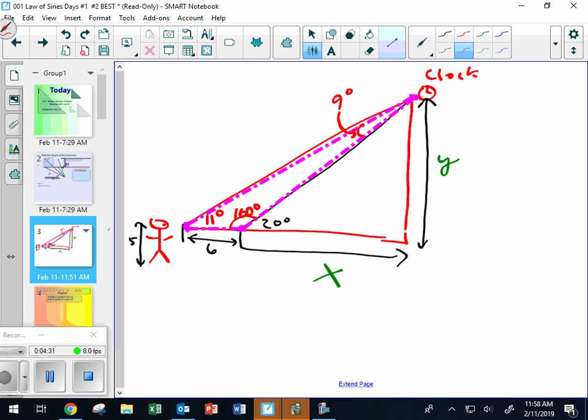Okay, so now I've got my 3 angles and I've got one side. Do you get that you can use law of sines to figure out this side right here? Let's call it H for hypotenuse.